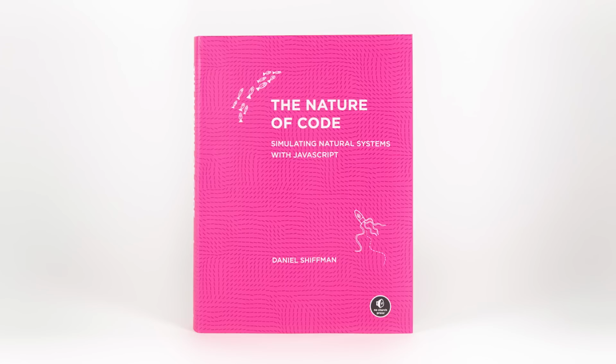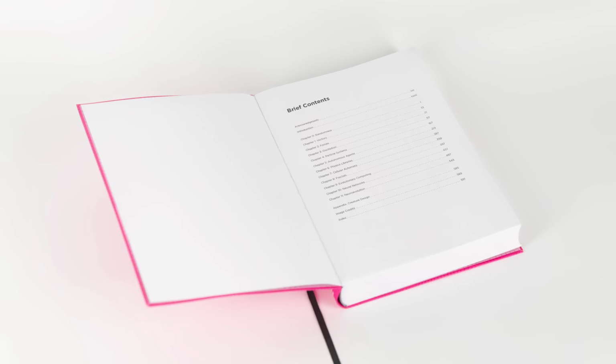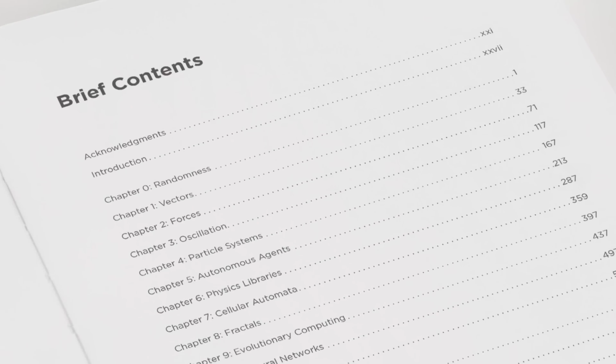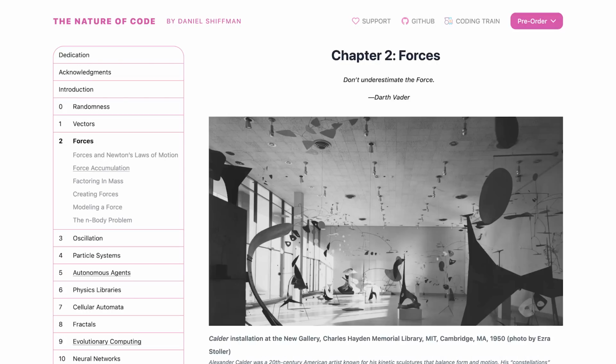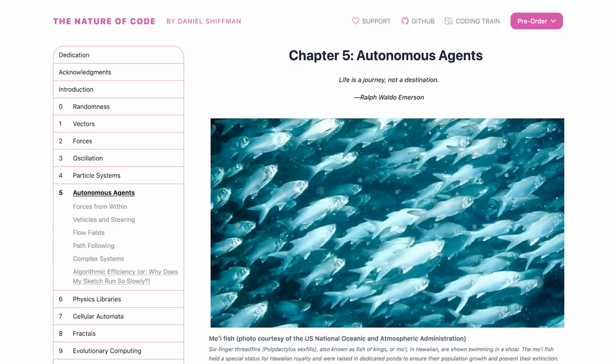Welcome to a coding challenge. Today, I am going to look at something that I refer to in my new version of the Nature of Code book, which is coming out on September 3rd, 2024. The first half of the book is largely dedicated to a step-by-step process of building your own physics engine.